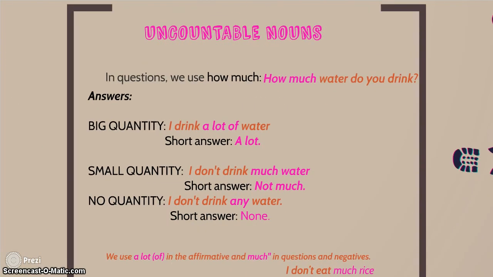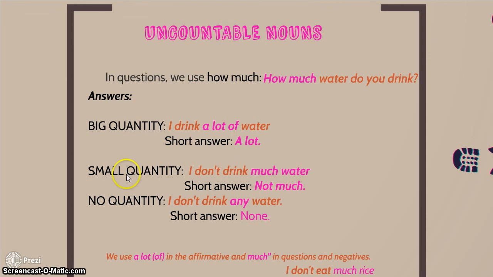What about uncountable nouns? To ask about the quantity in uncountable nouns, we use how much. How much water do you drink? ¿Cuánto agua bebes? How much water do you drink? And again, 3 possible answers. If we're speaking about a big quantity, we use a lot of. I drink a lot of water. Bebo mucha agua. Or a lot. Mucha. Okay? This is the same as with countable nouns.